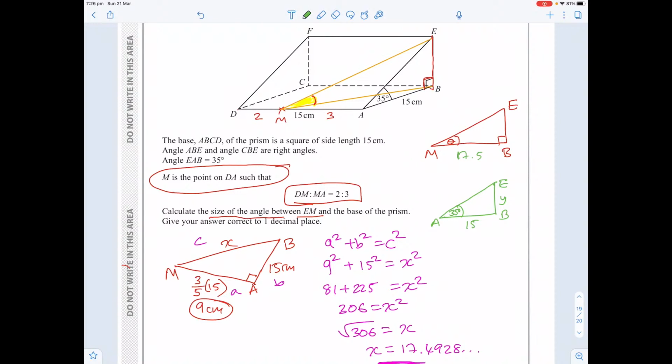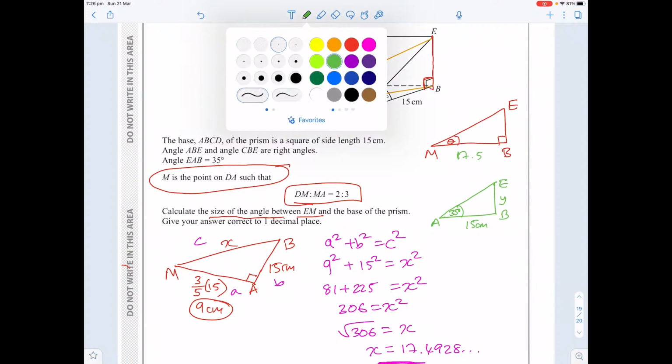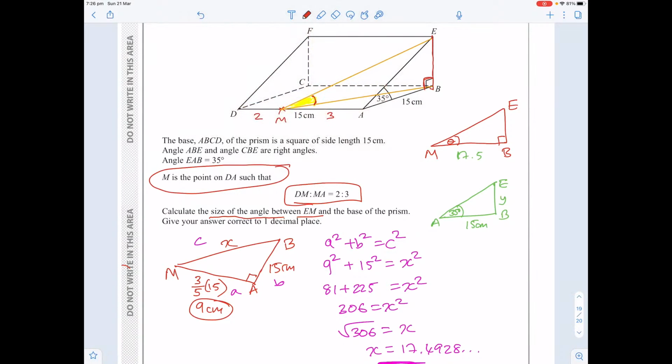What do I use to find Y? I've got a length of 15 centimeters, I've got an angle of 35 degrees, I can use trigonometry. So in order to use trigonometry, we will label our triangle according to the trigonometric identities. So opposite the angle is our Y, which we will call the opposite side. Adjacent to the 35 degree angle is 15 centimeters, so we'll call that the adjacent edge. And the hypotenuse we have, but we don't need to worry about that right now.